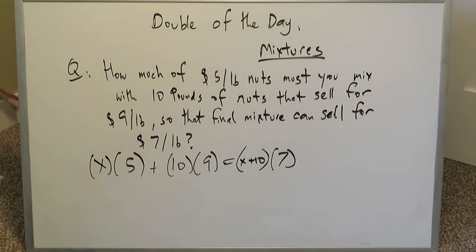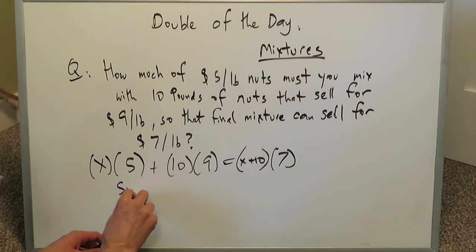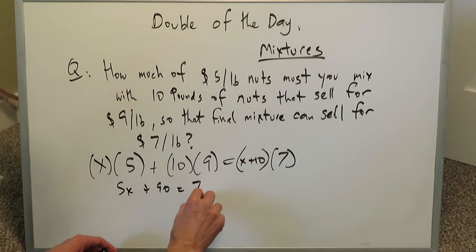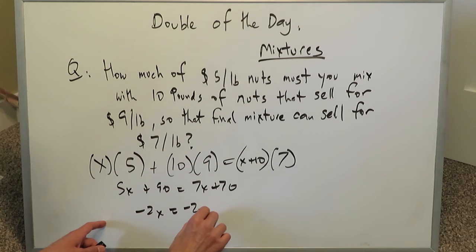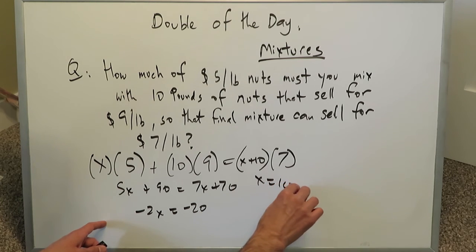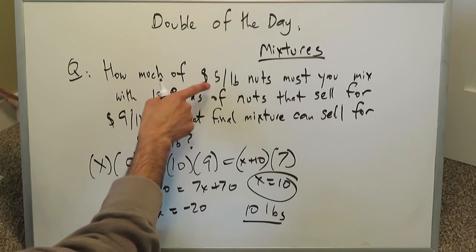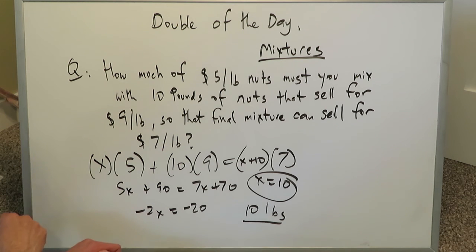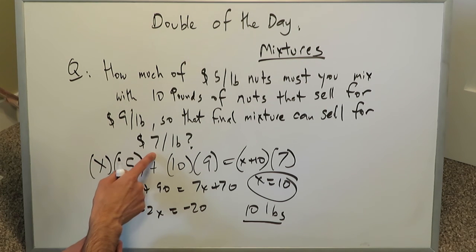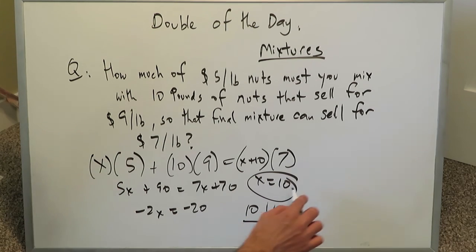And now it's nothing more than solving this algebraic expression in terms of X. You'll have 5X plus 90 is equal to 7X plus 70. You'll have minus 2X is equal to minus 20, and X is equal to 10. 10 what? 10 pounds. You'll have to use 10 pounds of this cheaper brand of nuts and combine it with 10 pounds of this expensive brand of nuts, so that you can bring the total price down from 9 to 7, and you can sell it better. And that right there will be your answer.